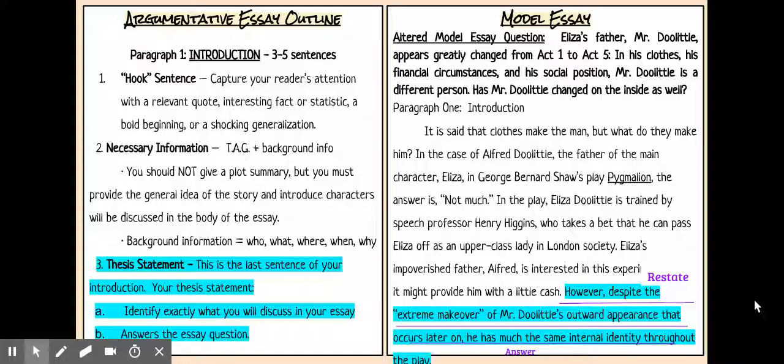Okay, excellent job. So if you went through the three steps of this video, you have an engaging hook, you have title, author, genre, you have your background information, and you have your thesis statement.